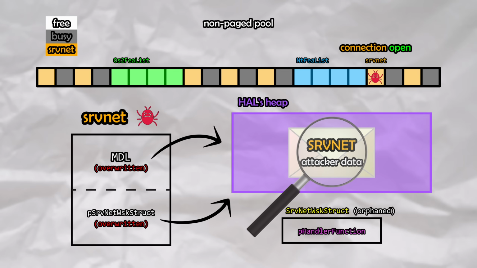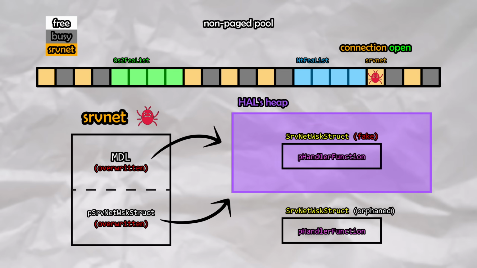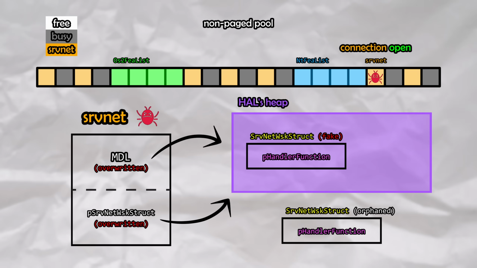The data that we're sending in at this phase is actually a fake version of the ServNet WSK struct. Because we also overwrote the pointer to the ServNet WSK struct to point to the same memory location, it now points to this fake ServNet WSK struct instead of the real ServNet WSK struct. Of course, the fake struct was carefully crafted by the attacker.